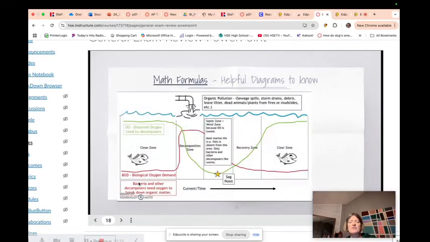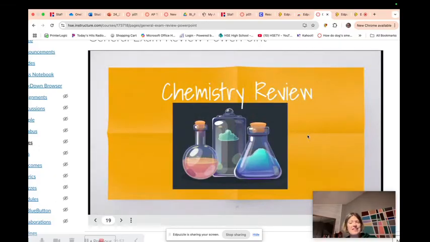And let me see if there's anything else. Oh, this is the oxygen sag curve. So make sure that you understand that. This would be the sag point on the graph. And if there's numbers over here, they might ask how much pollutant is there at the sag point. Okay, that's the lowest point, where it has the greatest effect on the ecosystem. So make sure that you understand that. Okay. And then I think that's it. So we're going to stop here with our math for today.